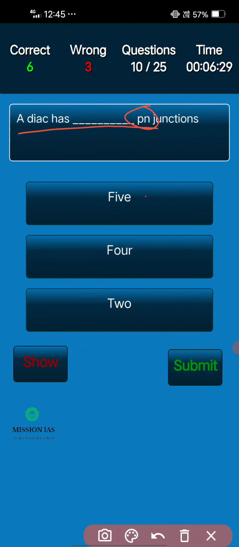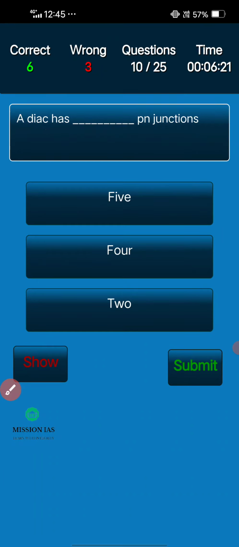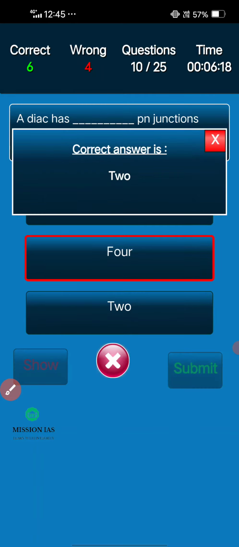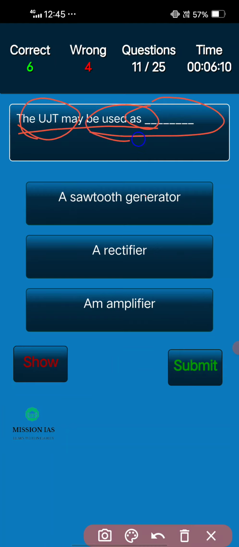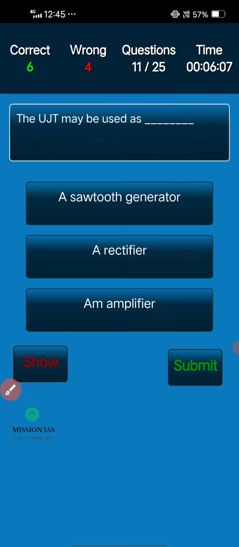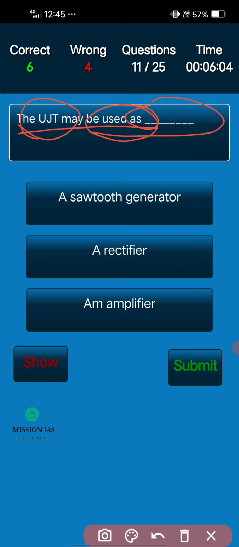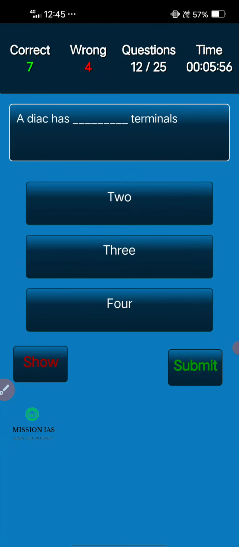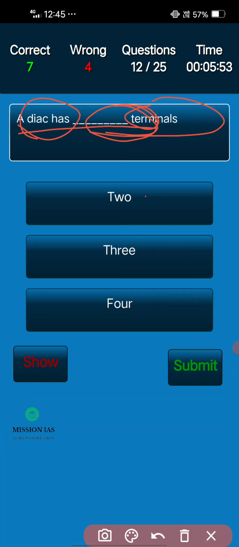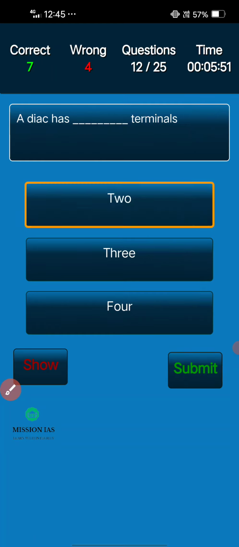Then we go to the next question. The DIAC has dash PN junction. Whenever we discuss a DIAC, it usually has two PN junctions. Then the next question: the UJT may be used as dash. Whenever we discuss the unijunction transistor, it may be used as what: a rectifier, an amplifier, or a sawtooth generator? It is all about the sawtooth generator. Here we have already discussed that it is all about two terminals.